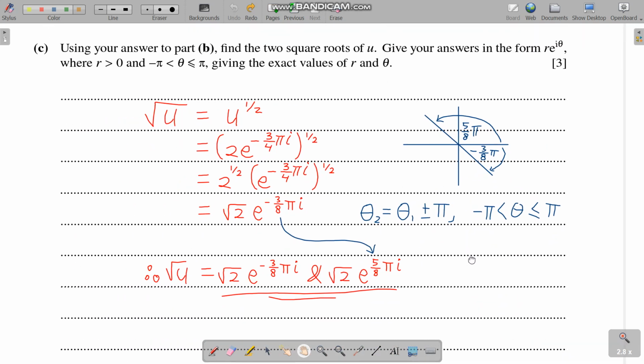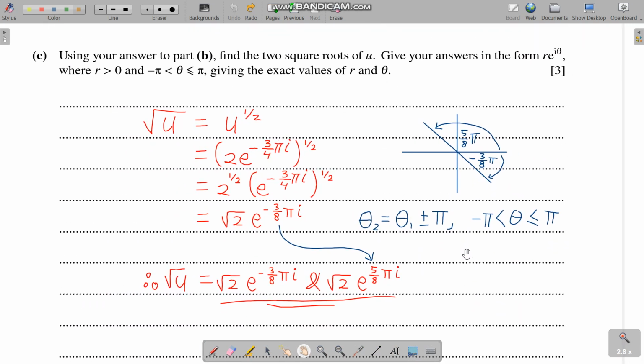Now using your answer, find the two square roots of u. So the square root of u means u to the power of 1/2. So this is u in exponential form to the power of 1/2. So the 2 is to the power of 1/2, and this is also to the power of 1/2. 2 to the power of 1/2 is the square root of 2. And when you have a power to a power, you multiply the powers, so you have minus 3 over 8 pi here. So this is the first root.